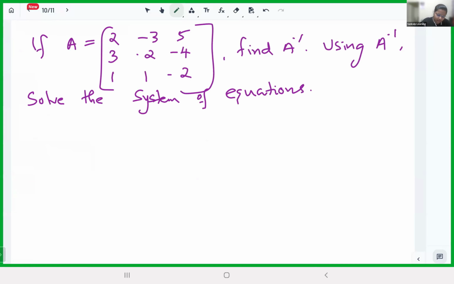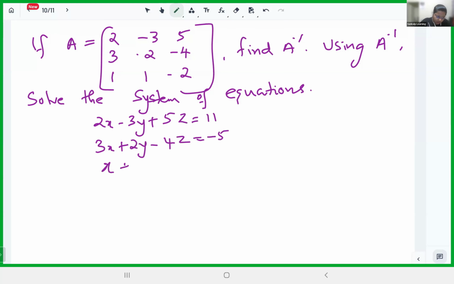So what is the difference here? They have given the system of equations also actually. So they are 2x minus 3y plus 5z is equal to 11. 3x plus 2y minus 4z is equal to minus 5. And x plus y minus 2z is equal to minus 3. So these are the system of equations and matrix A is given. From that matrix you have to find out the inverse of the matrix, and using that inverse you have to solve the system of equations.